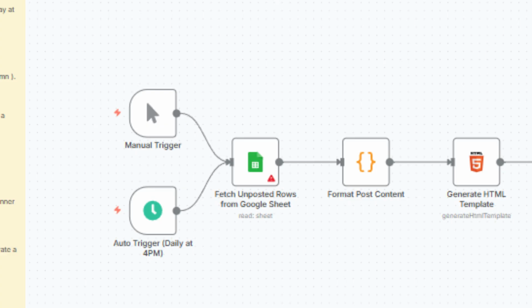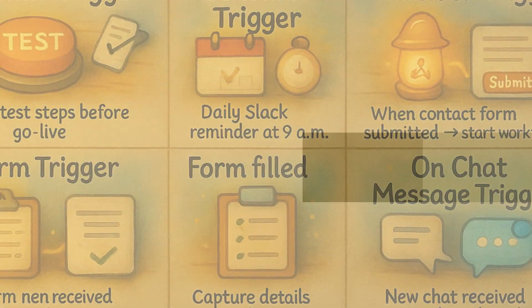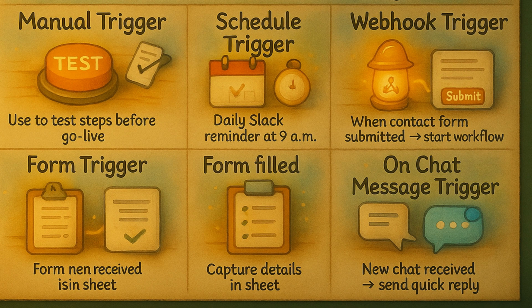What exactly is a trigger node? A trigger node is the starting point that activates your automation. It answers the when question: when should this workflow run? Without it, your setup is just sitting there, waiting forever. Types of trigger nodes in n8n: manual trigger, schedule trigger, and webhook trigger. We'll go through them one by one, and later, we'll use them in a real workflow according to our needs.